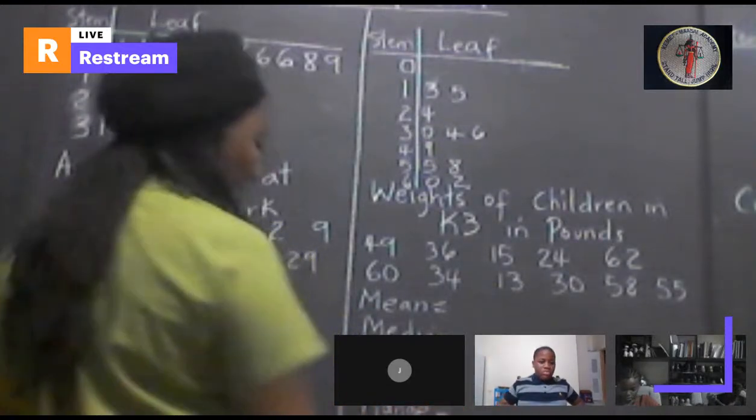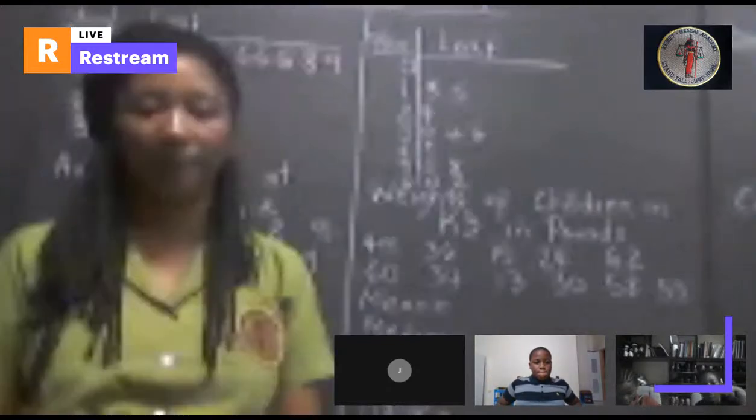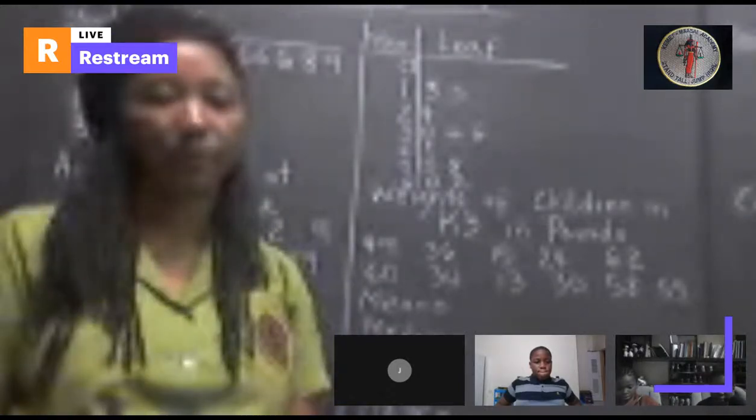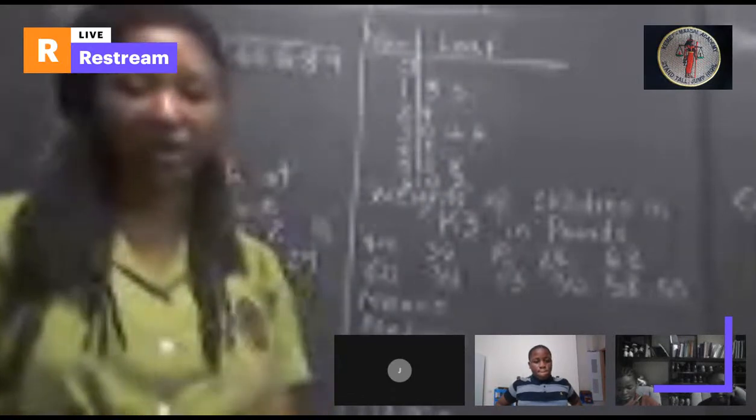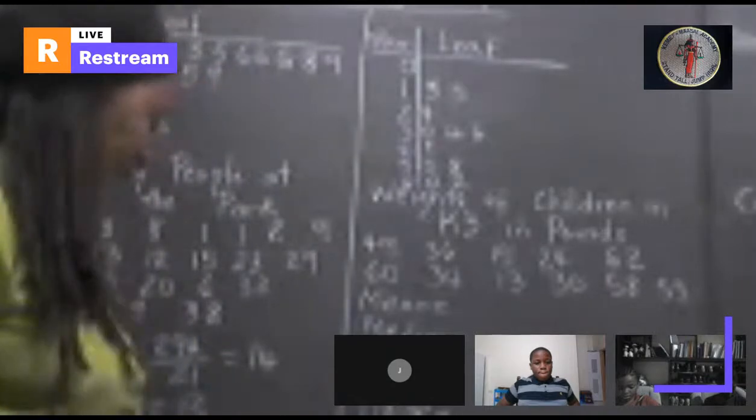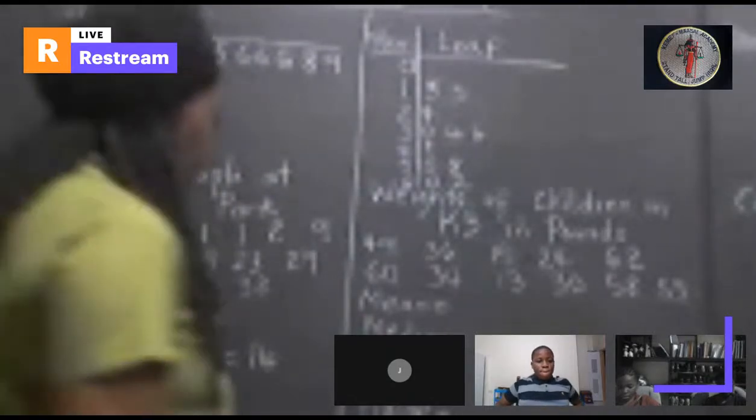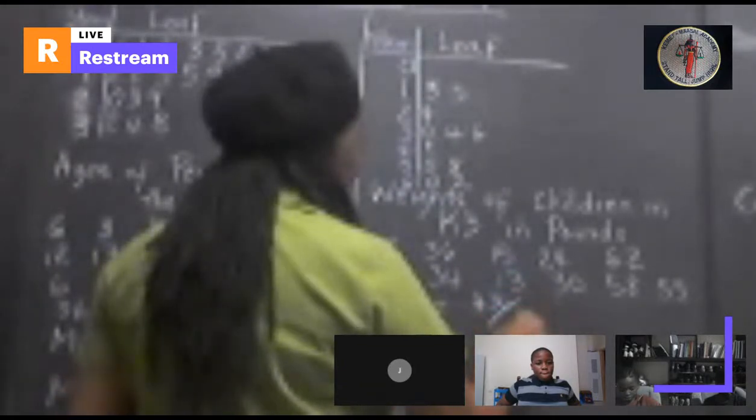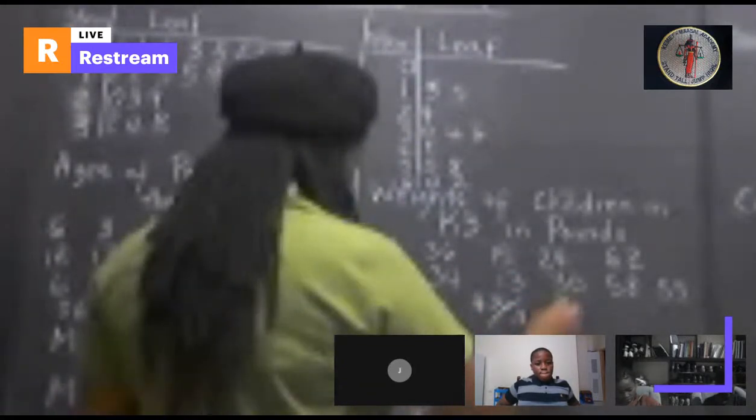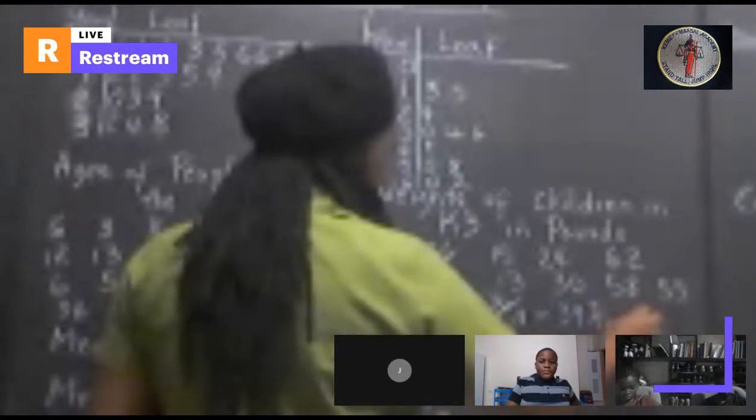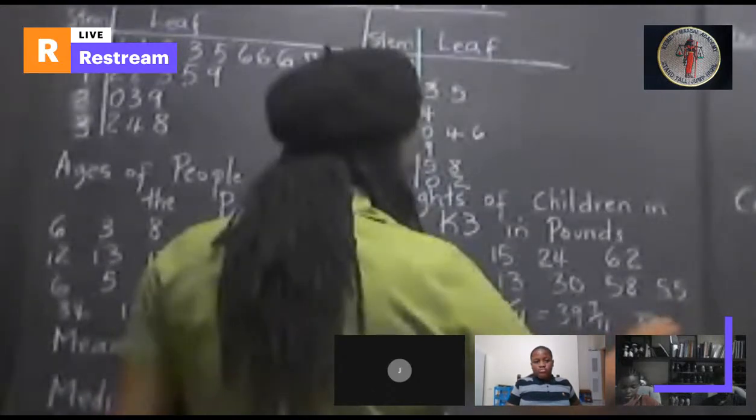How do we find the mean of a set of numbers? Add all the numbers and divide by how many numbers there are. So it's 11 numbers, and when I added them up, I got 436. So it's 436 divided by 11, and that gave 39 and 7 over 11. As a decimal, 39.63.